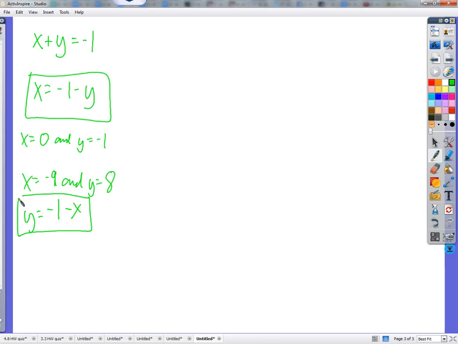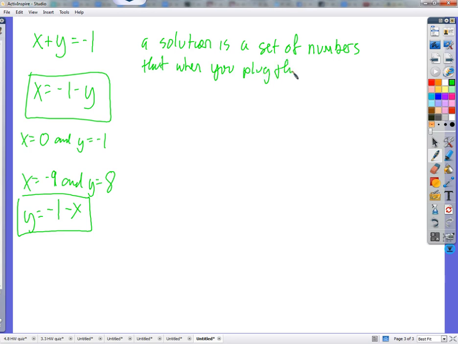A solution, let's write it down, a solution is a set of numbers. So first of all, a solution is actually numbers, right? Actual values for x and y. So a solution is a set of numbers that, when you plug them into the equation, is true or correct.